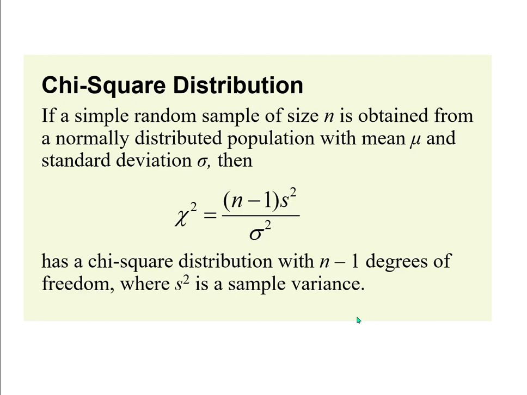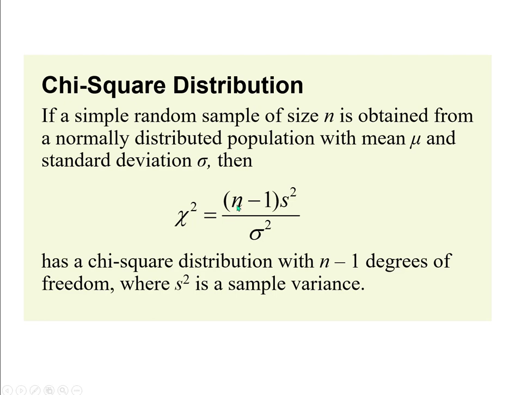If a simple random sample of size n is obtained from a normally distributed population, so that's one of the key things. The population has to be normally distributed, so we'll check that. And we have the mean and the standard deviation. Then this is how you compute chi-square. This is our Greek symbol chi, and notice it's squared. That's why we call this chi-square.